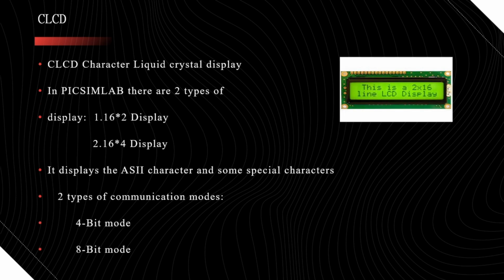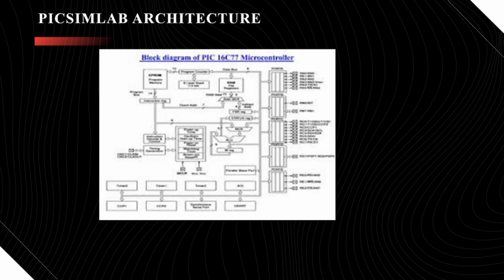CLCD, Character Liquid Crystal Display. We can see the image of CLCD on the screen. In PiximLab, there are two types of display. First is 16x2 display. Second, 16x4 display. It displays ASCII characters and some special characters. The two types of communication modes are 4-bit mode and 8-bit mode.